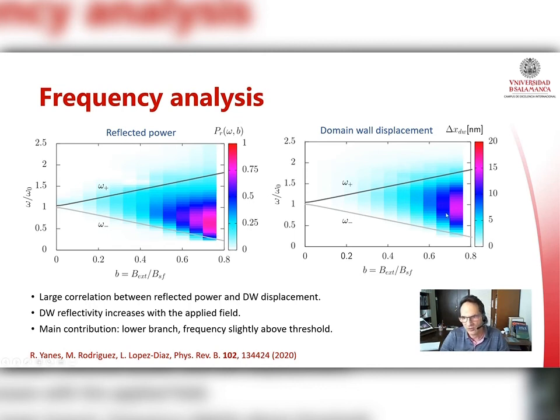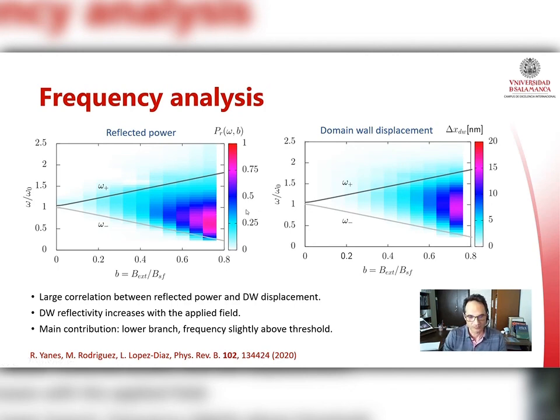And finally, we also note that there's a strong correlation, but if you notice the domain wall displacement is a little bit shifted up in frequency with respect to the reflected power. And we believe that this is because for a reflected magnon, the higher the frequency, the higher the linear momentum. Therefore, this higher linear momentum is transferred to the domain wall, and consequently the domain wall displacement is larger. This is the reason why we think it is shifted up in frequency with respect to the reflected power.